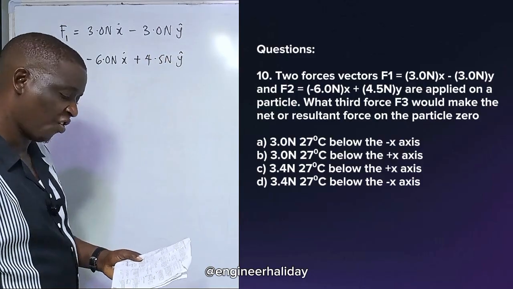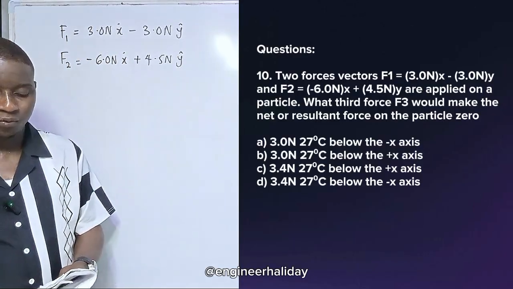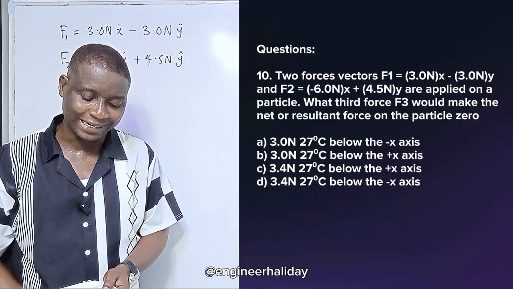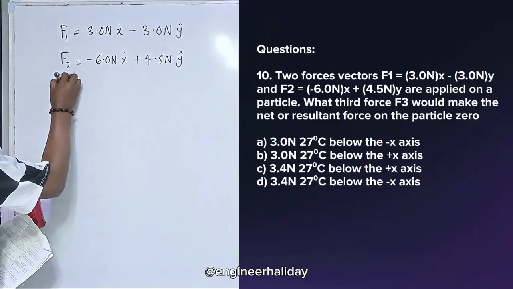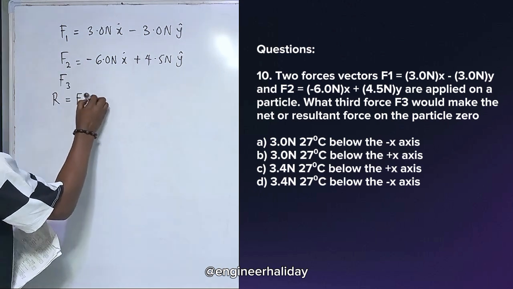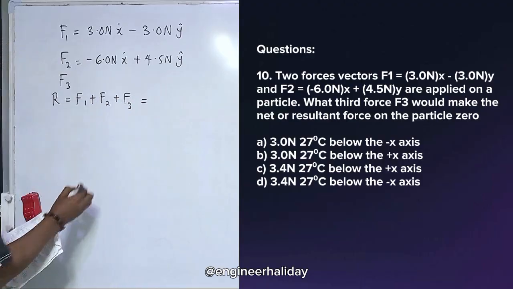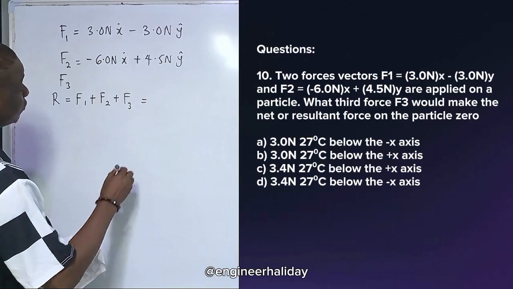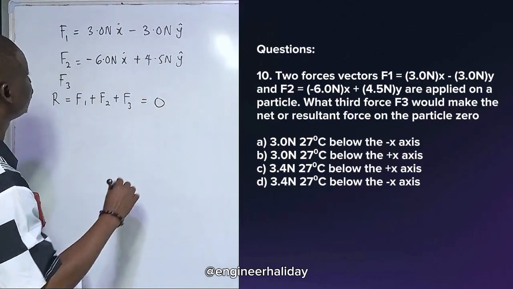On a particle, what third force F3 will make the net resultant force on the particle 0? So the resultant force should be F1 plus F2 plus F3 for this question. They said we apply F3 on the particle to make everything 0. That's what we are looking for, so we equate everything to 0.